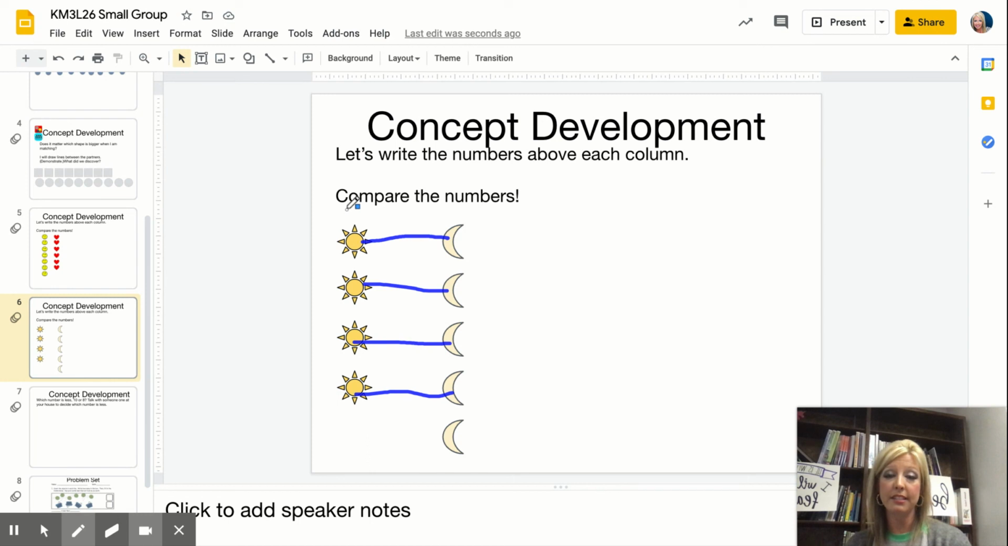How many suns do we have? Very good. We had 4. If we have 4 moons, we go from 4 to 5. So we have 5 suns. 4 is less than 5. 5 is more than 4.